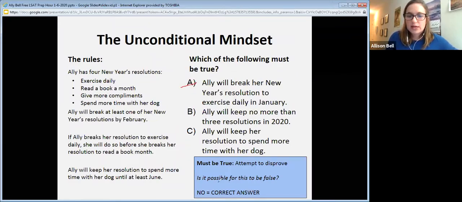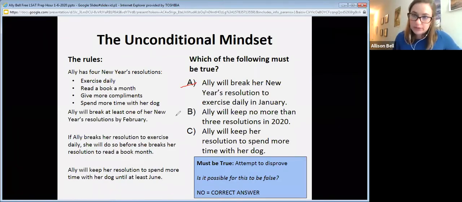So I've said, okay, is it possible for this to be false? Yeah, so it's not the right answer. So now let's approach B. Is it possible for it to be false that I will keep no more than 3 resolutions in 2020? Well, for that to be false, I would have to keep 4 resolutions. So I'm going to check to see, is it possible to keep 4 resolutions?